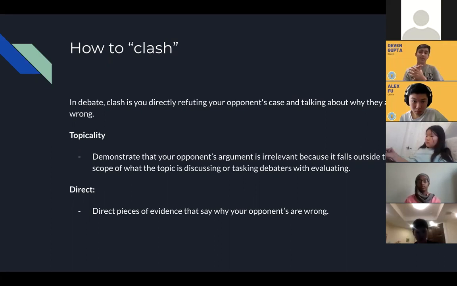Topicality just basically means it does not relate to it, and they have not established a sufficient link chain and a uniqueness and link chain to show that it does relate.